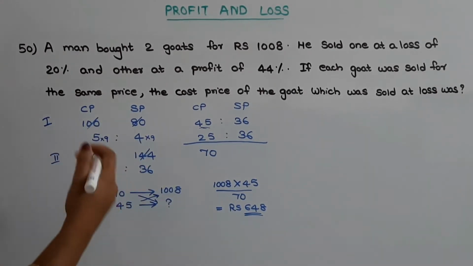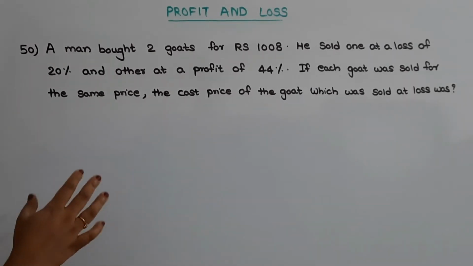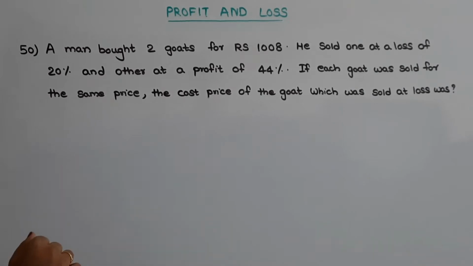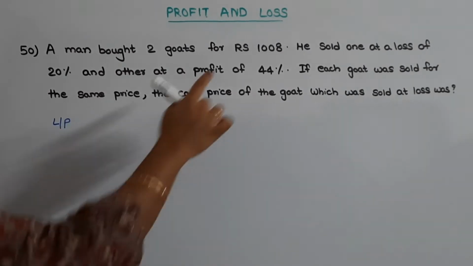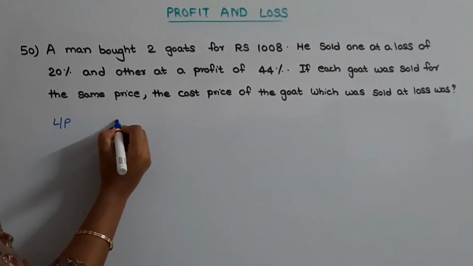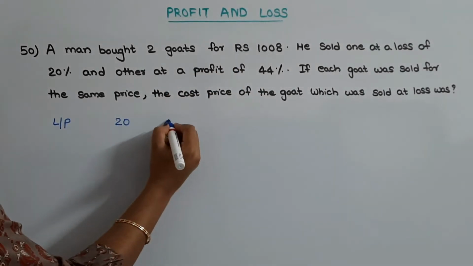Now let us see what the second method is to find out this answer. The second method is easier than the previous method. So let us see how to do it. First let us write down the loss or profit ratio. In the first case it is loss and that loss percentage is given as 20, and in the second case the profit percentage is given as 44.